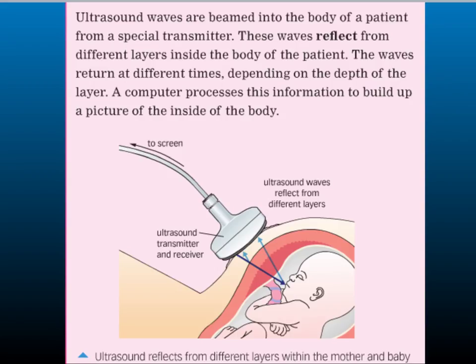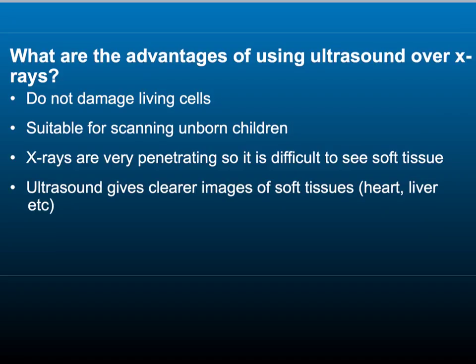During a baby scan, ultrasound waves are beamed into the body of a patient from a special transmitter. These waves reflect from different layers inside the body of the patient. The waves return at different times depending on the depth of the layer. A computer then processes this information to build up a picture of the inside of the body. This can help doctors to check that babies are developing properly while still inside their mother.